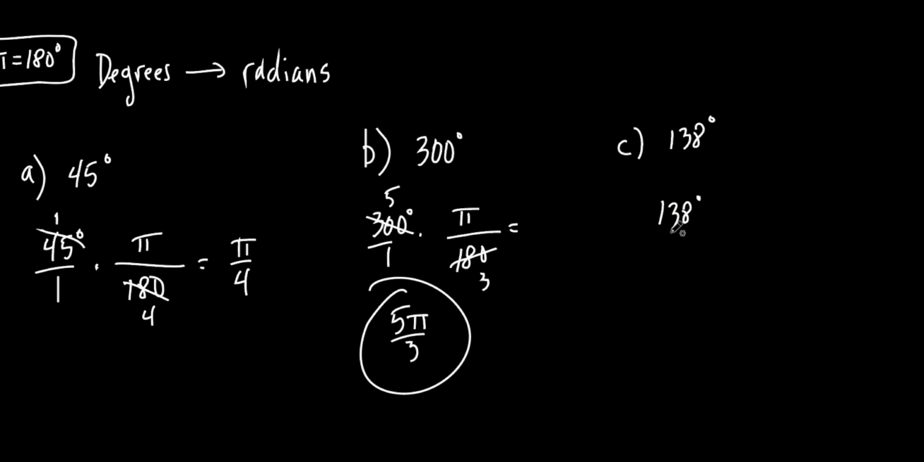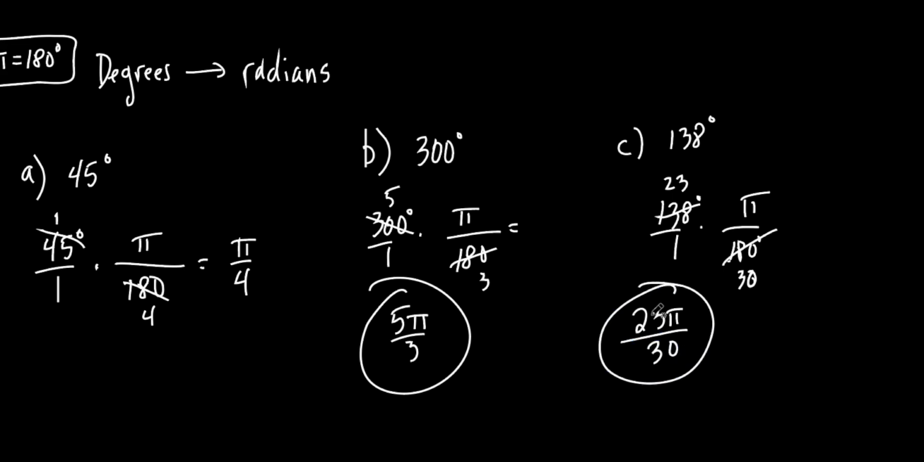Same thing, 138 over 1 times, put the 180 on the bottom, put the pi on top. This actually does go evenly. That goes 23 times, and that goes 30 times. I think 6 goes into both of those. I didn't put the pi, did I? Put the pi right there. All right, so what's that? It's 23 pi over 30.